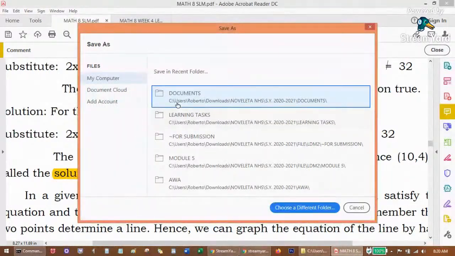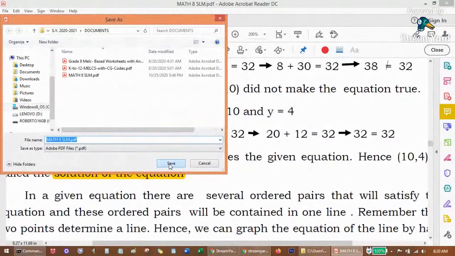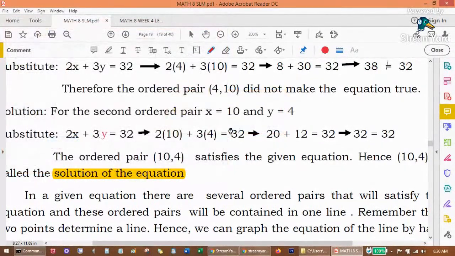Sisave ko lang saglit, baka malimutan ko. Baka mawala yung correction. Sisave lang natin saglit.